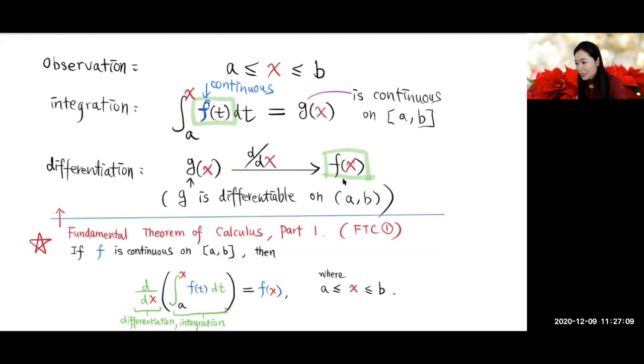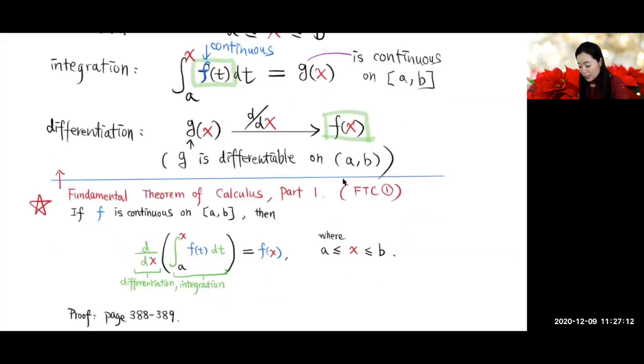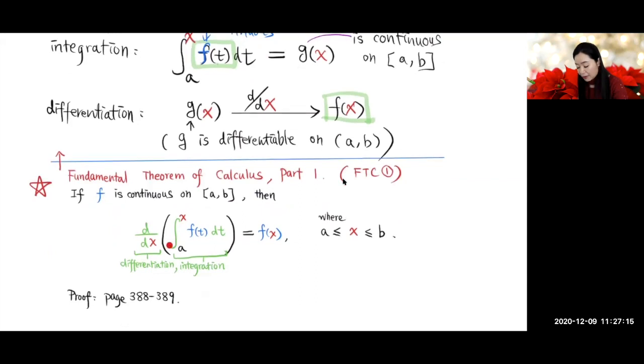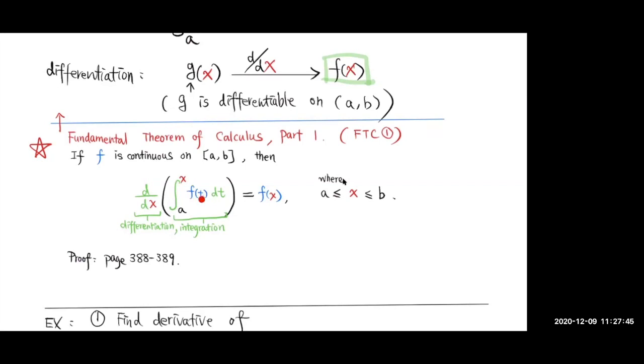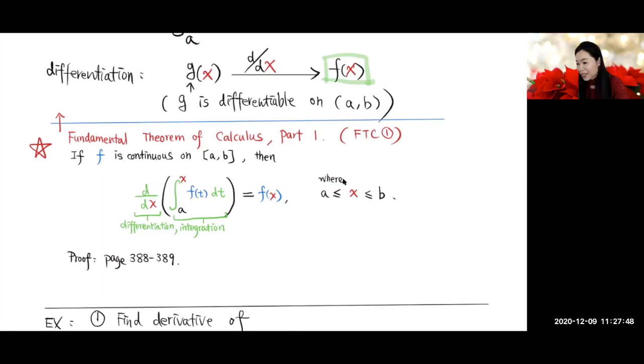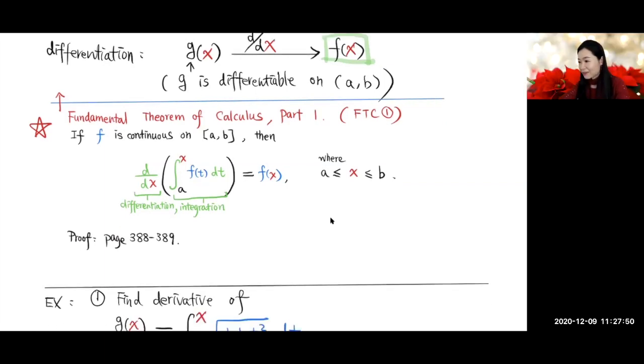It says that if a function f is continuous on the closed interval a to b, and you integrate this function from a constant to x, and later differentiate that with respect to x, remember this symbol here means you differentiate with respect to x, then you end up with the same function that you integrated in the beginning, except this time you replace the t here by x. That is the Fundamental Theorem of Calculus part 1.